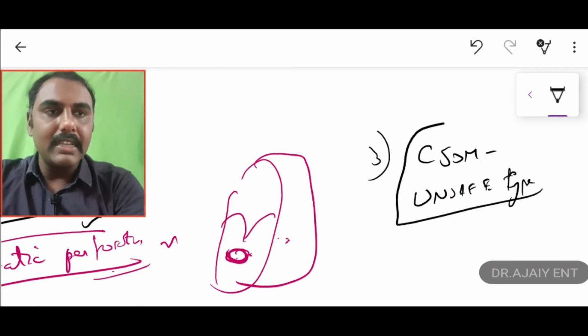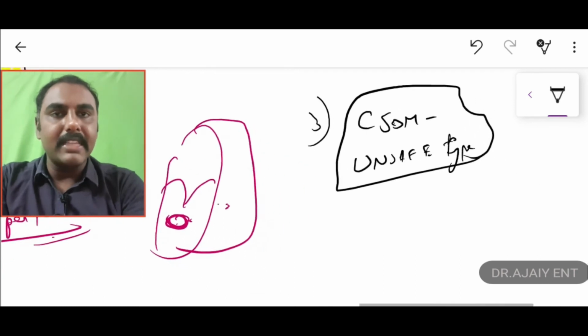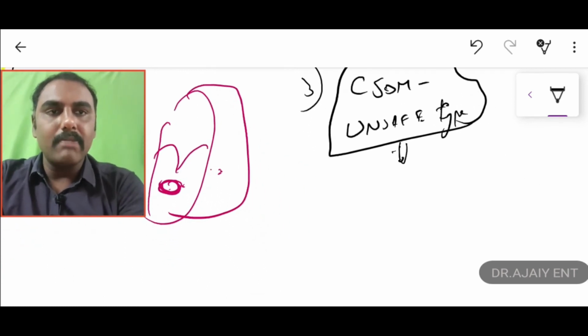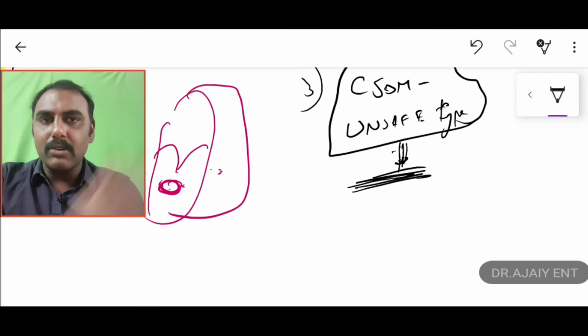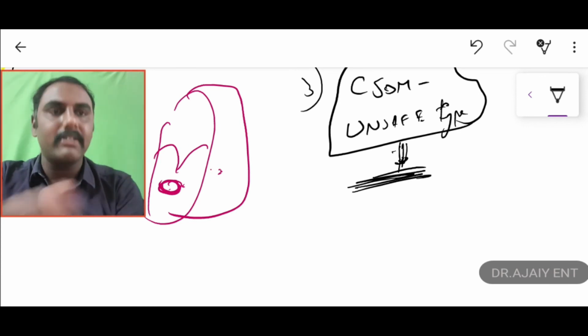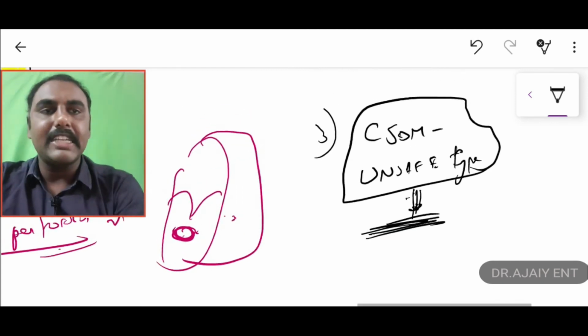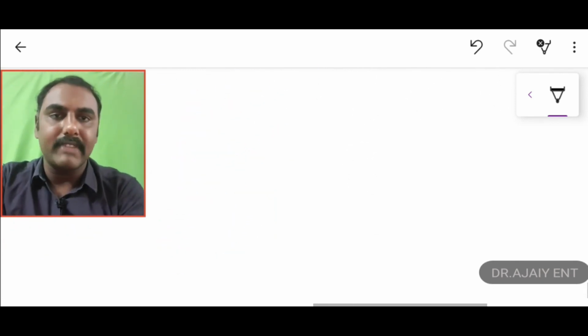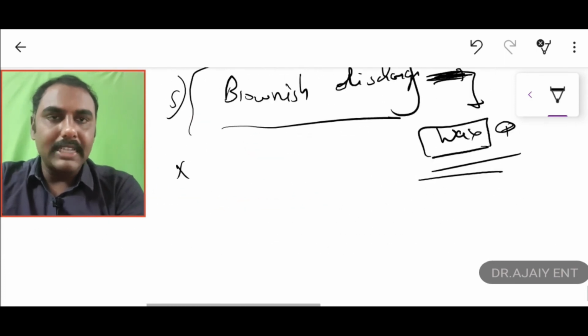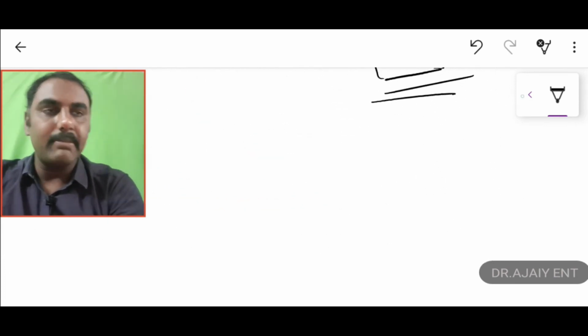Why? We know that in the atticoantral type, the theory we would have read, right? So obviously, what will happen in the atticoantral type? There will be erosion of the ossicles and there will be formation of granulations. So a bloodstained ear discharge can also occur in a CSOM unsafe type. Okay, the unsafe type will mostly not be kept for the exams.